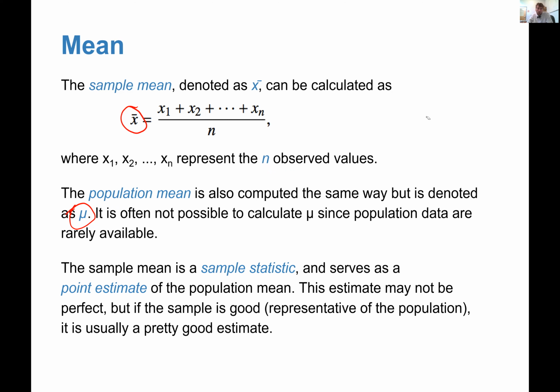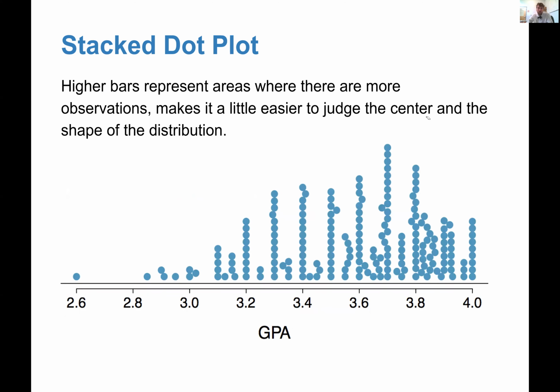Then, the sample mean is an example of a sample statistic, and it's also a point estimate. It's a sample statistic because it's one number that tells us something about a group, and it's a point estimate because it tells us something about mu, the number we want to know but don't know. The X bar is the point estimate. We can estimate mu based on X bar.